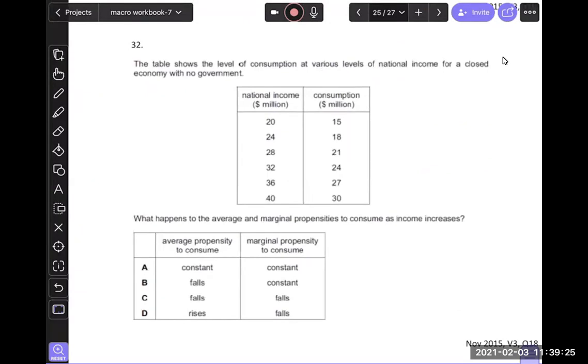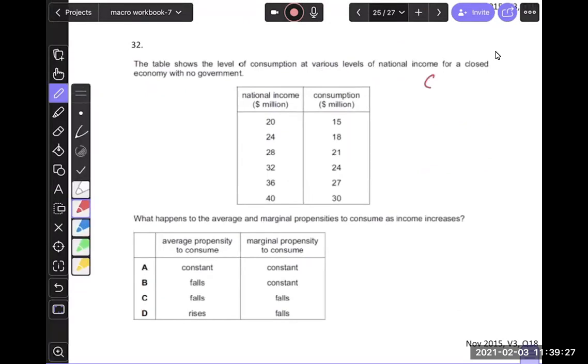Right. So APC is what? APC is simply C over Y. So 15 over 20 is 0.75. 18 over 24? Again 0.75. What about 21 over 28? Throughout 0.75. So it's constant. So yeah, A is the right answer.